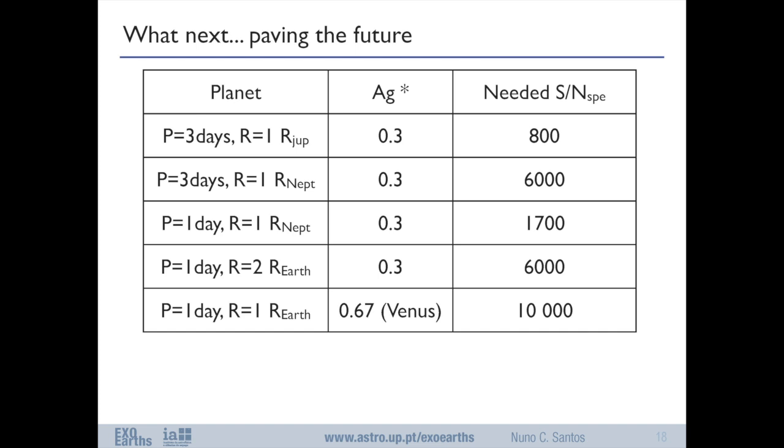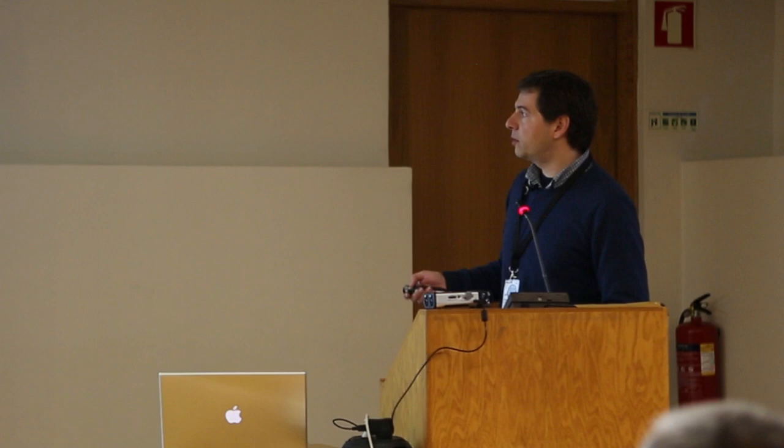Just to finish, we have been doing some estimates for the future. Assuming different sorts of albedos and different sorts of planets, we tried to understand what signal-to-noise we need to detect these signals in planets at 2 sigma. For instance, if you want to detect an exoplanet that is like Venus in terms of albedo, but with an Earth radius in a one-day period orbit, you need a signal-to-noise of 10,000. This seems very difficult.